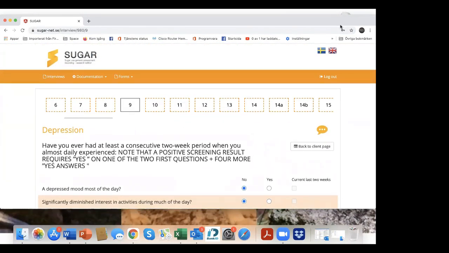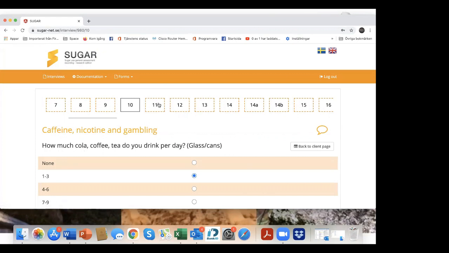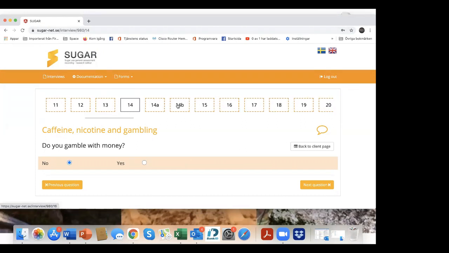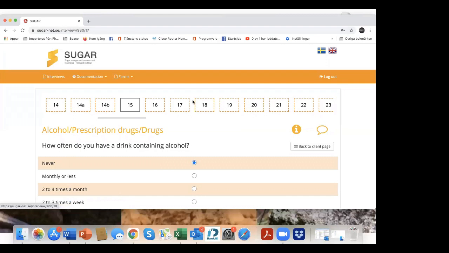And as you see, all the time when you ask your client all these questions, you have this little bubble where you can write comments and information. Then number 10 is about caffeine, 11 nicotine, and then 12 and 13 are also nicotine. Do you smoke today? Have you ever tried to quit, and how did you feel, and so forth? And 14, 14 A and B are screenings for gambling. So there is also an instrument for diagnosing gambling, which is called GAMES. And then 15 to 17 are questions about alcohol.